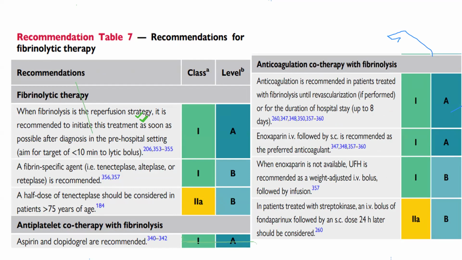A fibrin-specific agent, tenecteplase or alteplase, is recommended. In Ghana, tenecteplase is easily available, but it's quite expensive. So mostly if we are going to thrombolyze, the likely option is tenecteplase. And because the single dose covers all the viable weights you expect for patients, that one appears to be a relatively affordable option. A half dose of tenecteplase should be considered in patients greater than 75 years of age.